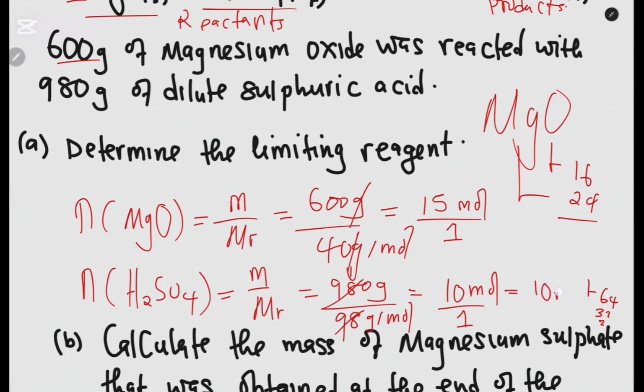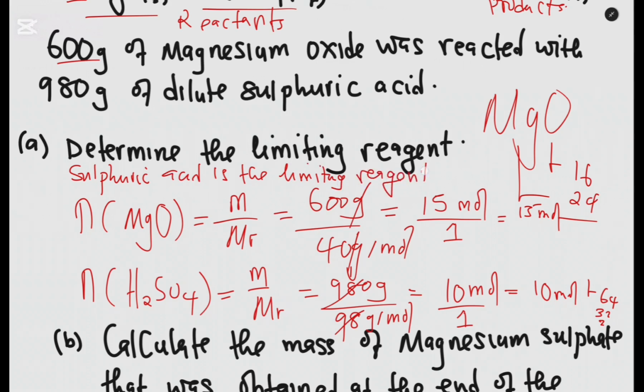So in this case, we have 10 moles and 15 moles. The one with the smaller number of moles, of course, is sulfuric acid. And therefore, sulfuric acid is the limiting reagent. So you just write a sentence: sulfuric acid is the limiting reagent. Do not guess which the limiting reagent is, but instead you need to determine it by calculation. That is the sure way of doing things.